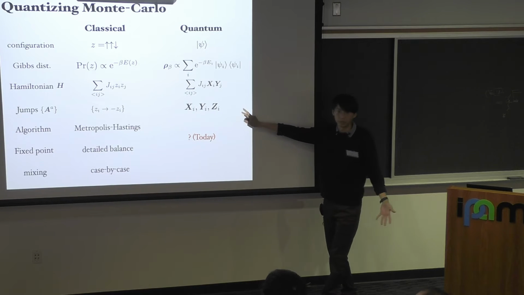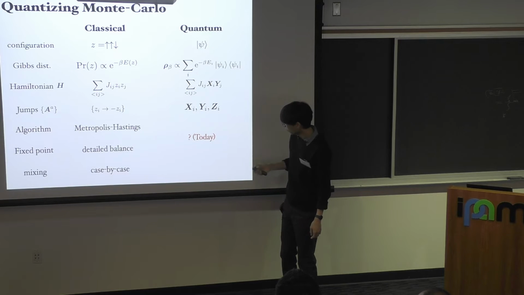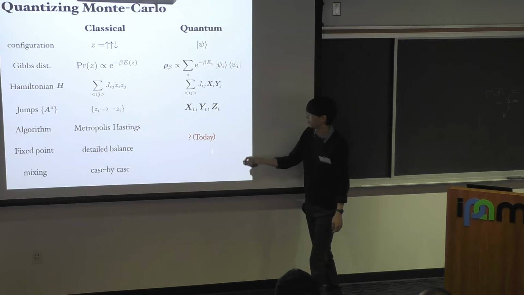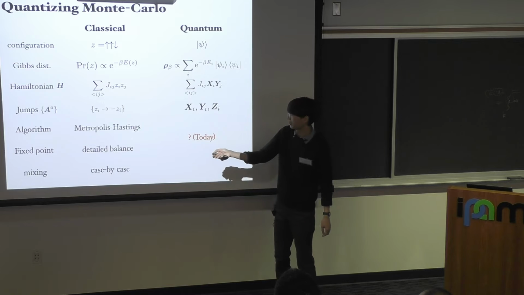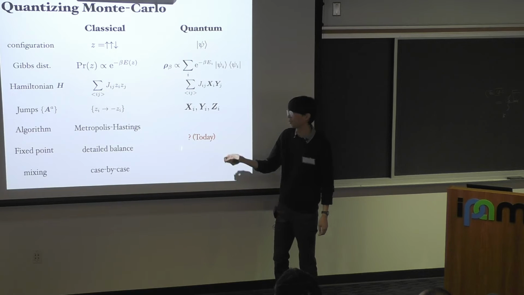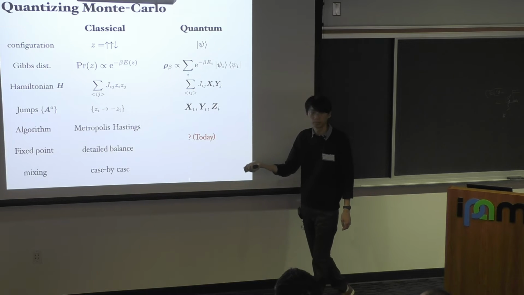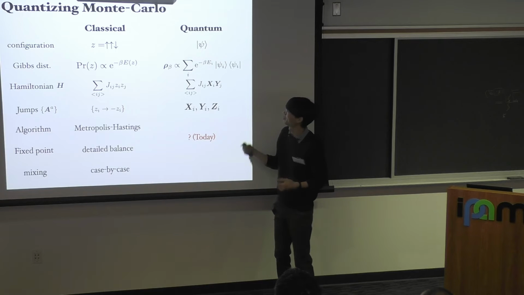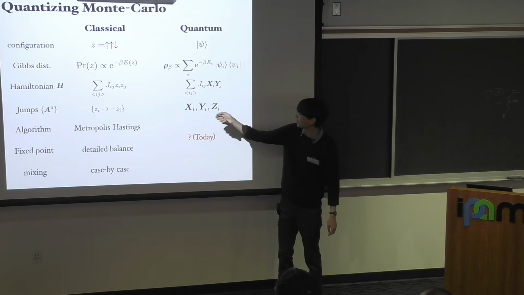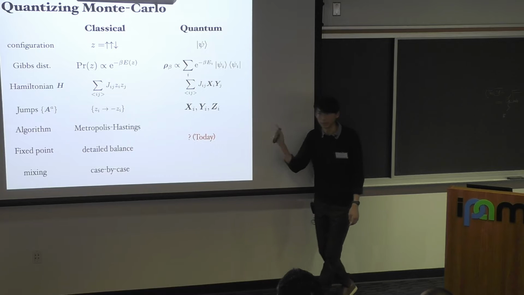But we should think of them as Paulis. That's convenient. And then the goal for today is to come up with the right generalization of this idea in a quantum case. So that's why I call it the quantum MCMC algorithm. We're really trying to make an analogy, line by line.